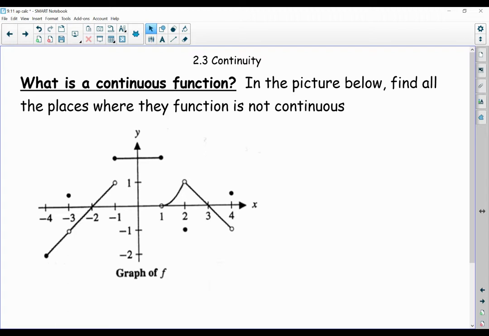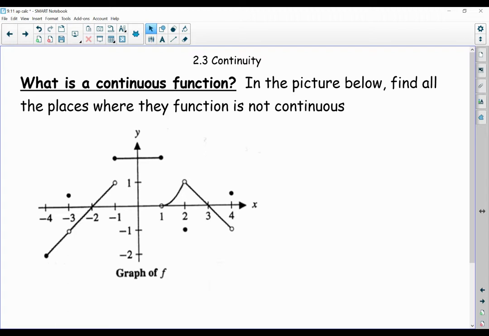What I want you to do is pause me, and given this graph of f below, find all the places where the function is not continuous. And then by looking at those places, we're going to be able to define in a way with more integrity what it means to be continuous. So pause me and make a list of all the x values on this function where the function is not continuous.